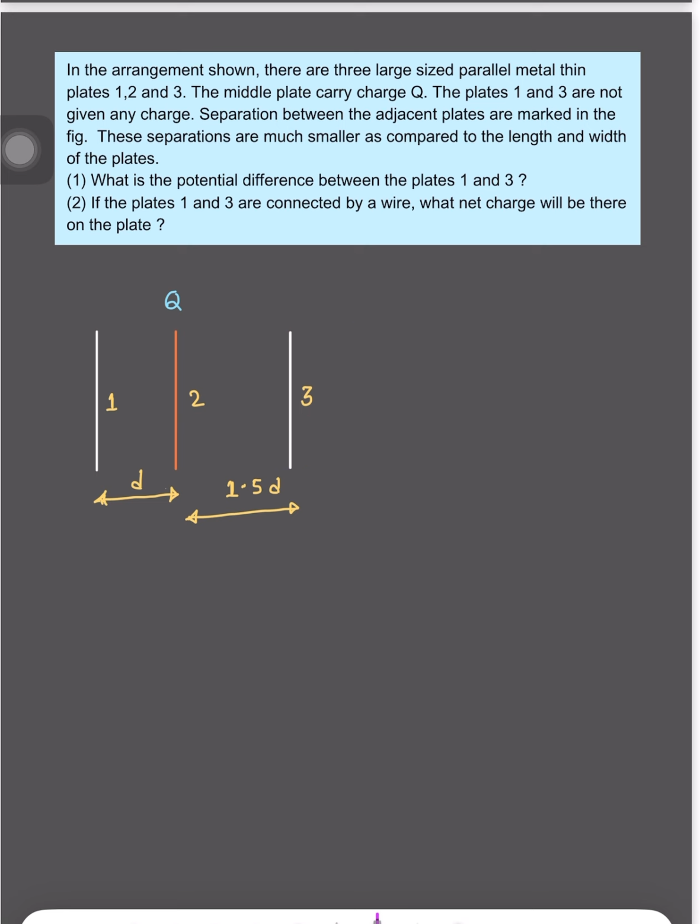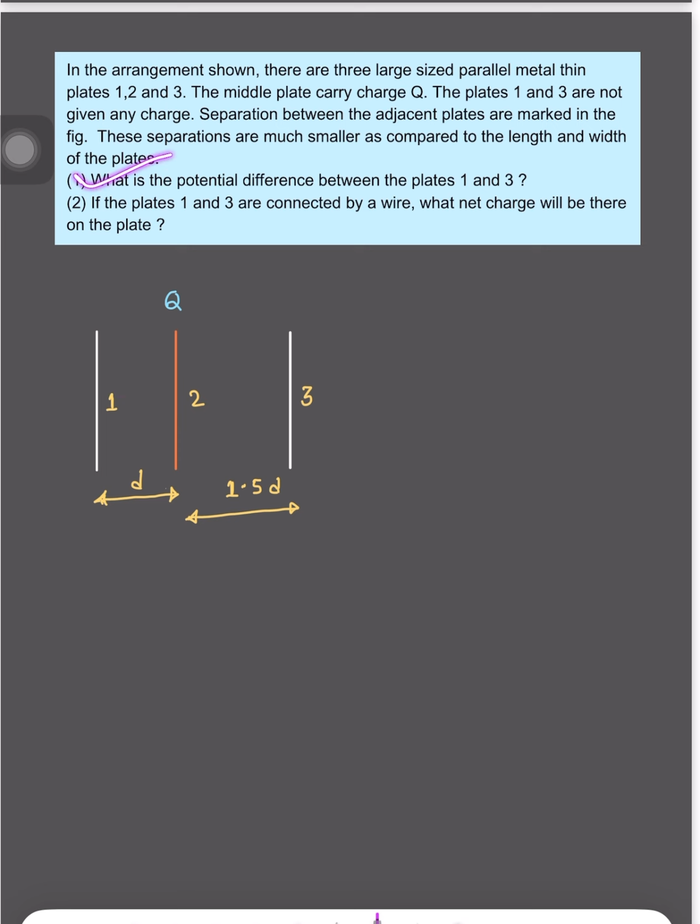तो इसका पर्पस क्या है? We will treat these metal plates as infinitely large metal plates if we have to find electric field due to them. Question है कि if this is carrying charge Q and these plates are just placed here without any charge on them, what is the potential difference between this plate 1 and 3?